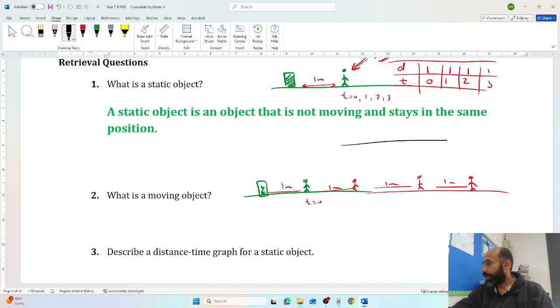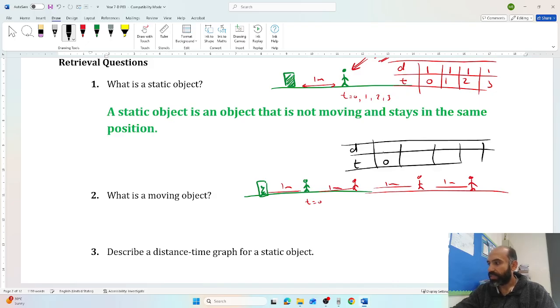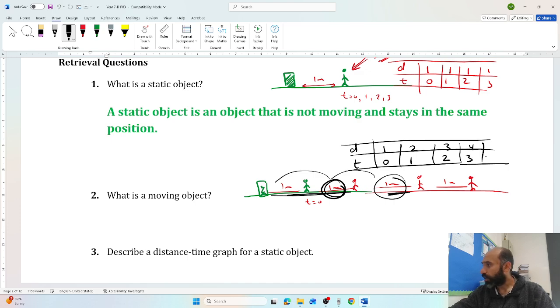So if we try to arrange everything in a table, you will say distance and time. So when time was 0, the initial distance was 1. After 1 second, this object just moved 1 more meter, so the total distance till now is 2 meters. After 2 seconds, the object just covered another 1 meter, but this object covered 2 meters before, so it will be 3, and so on. So after 3 seconds, it will be 4. After 4 seconds, it will be 5, and so on.